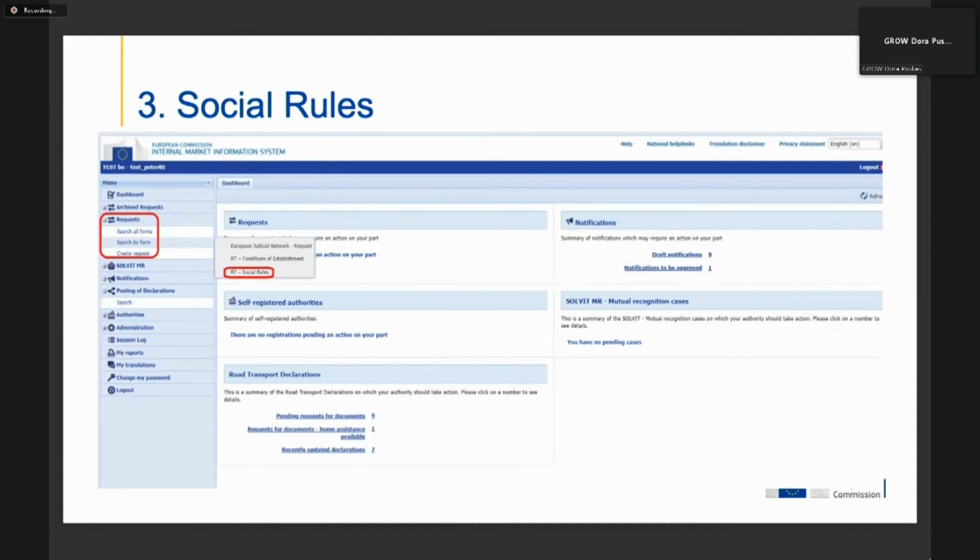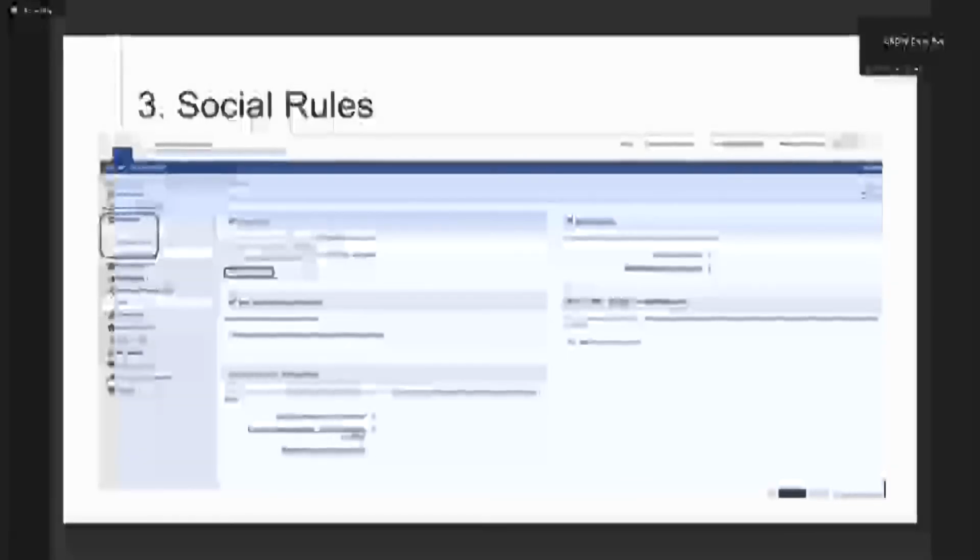Voici donc les règles sociales, le module d'IMI des règles sociales. On voit donc les autorités compétentes avec la connexion au système. Quand vous vous connectez au système, c'est ce que vous verrez sur le système. Dans ce nouveau module, il y a deux flux de travail inclus, l'un que vous voyez encadré en rouge sur les demandes.